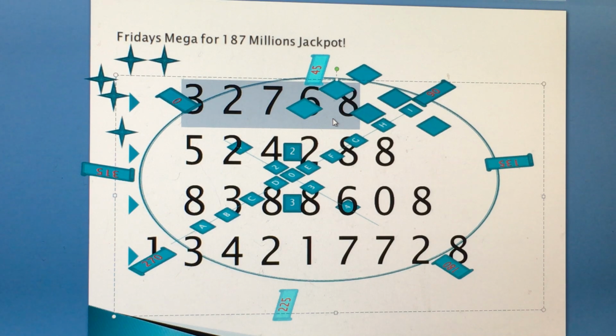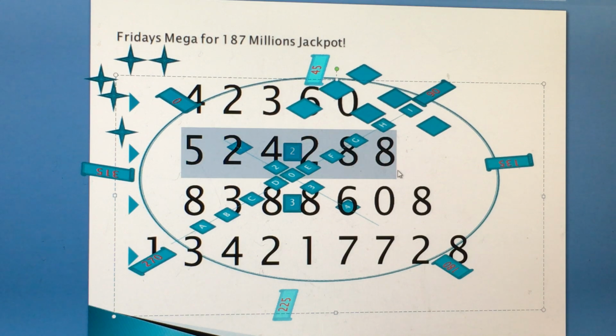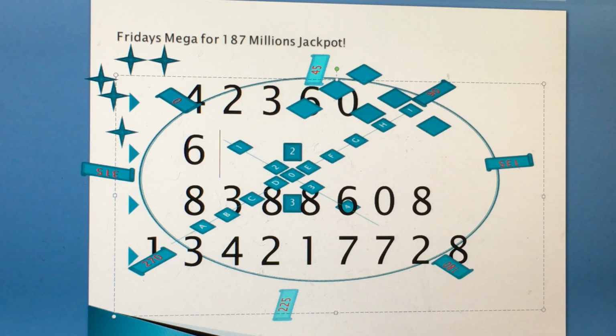I hope I have enough time. It'll be 4, 2, 3, 6, 0. It will be set 1 and 6, 1, 0, 4, 1, 0.